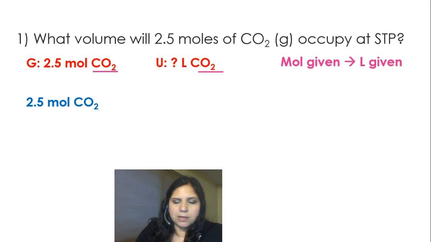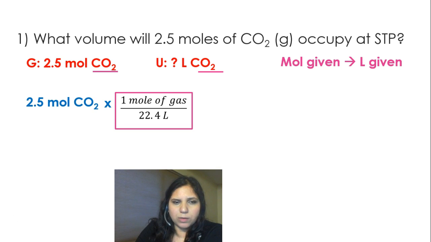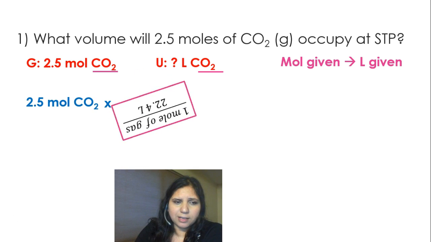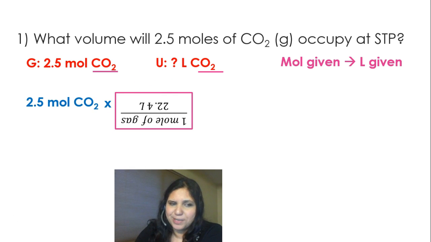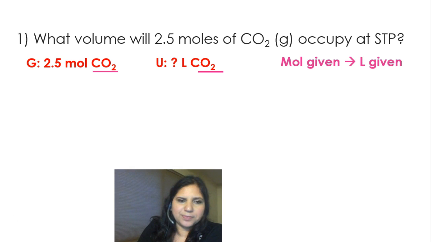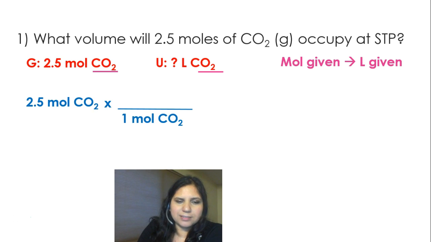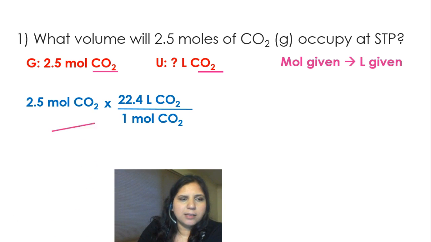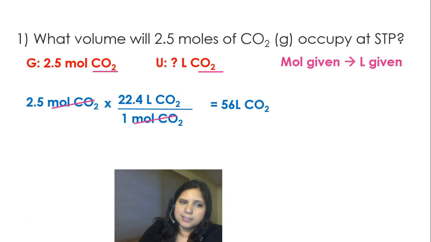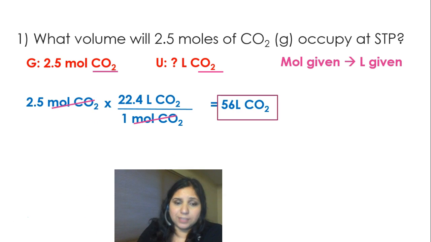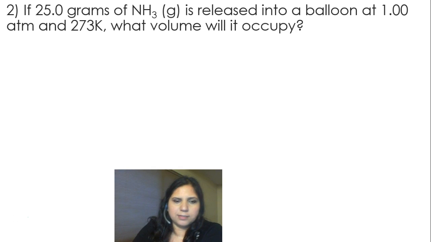So let's do that. 2.5 moles of CO2. I'm using the conversion factor, 1 mole of gas is 22.4 liters. I'm going to set it up for unit cancellation. We'd want the moles on the bottom so that they'd cancel. So that looks more like this: 1 mole CO2 on the bottom and 22.4 liters on top. Moles cancel, and you get 56 liters of CO2. That's just with two significant figures. All right, easy.